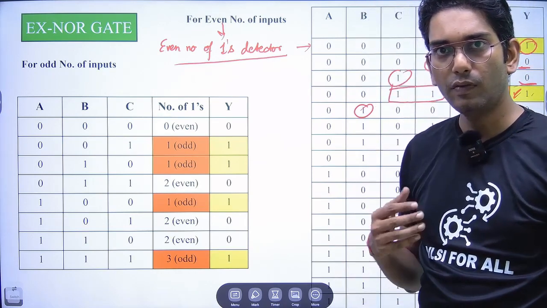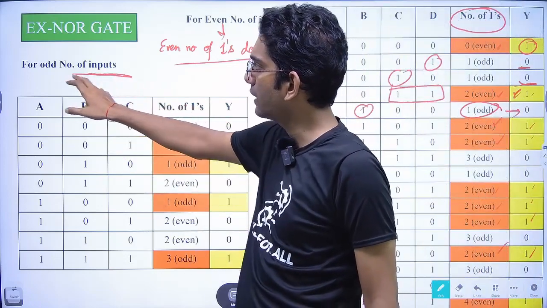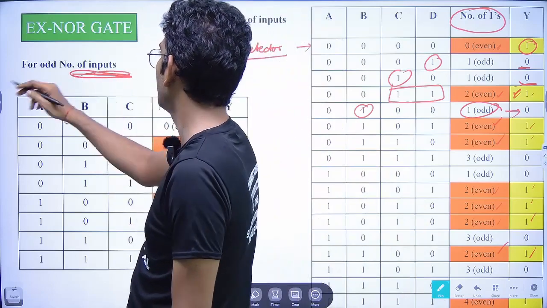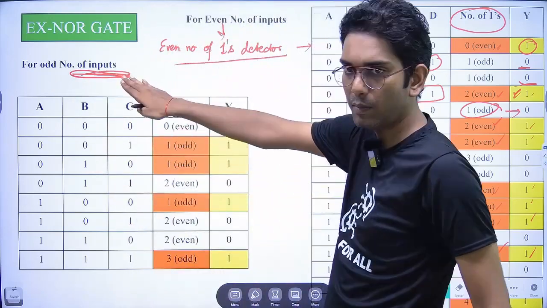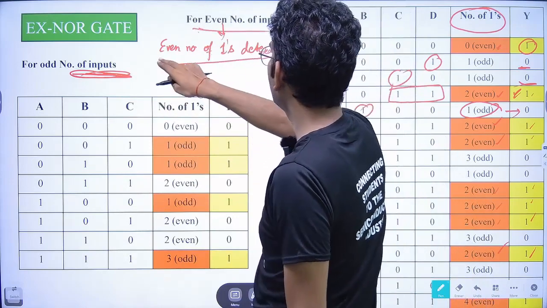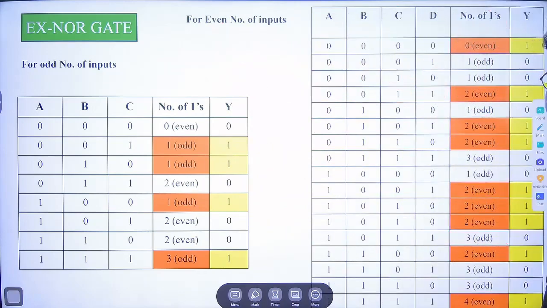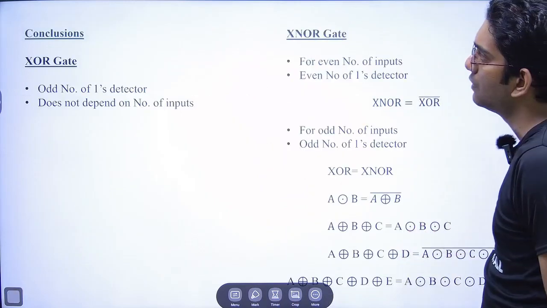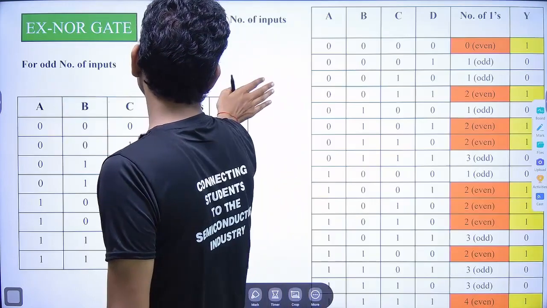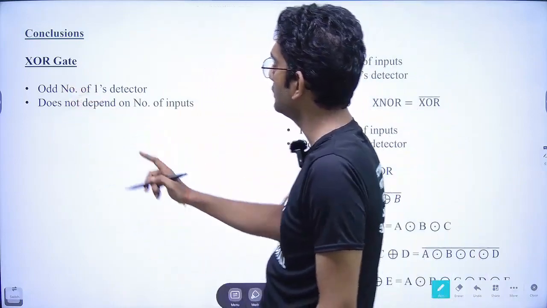For the XNOR gate, if the number of inputs is odd, it would act as an odd number of ones detector, and if the number of inputs is even, it acts as an even number of ones detector. Okay. Now coming to the conclusions for the XOR and the XNOR gate.